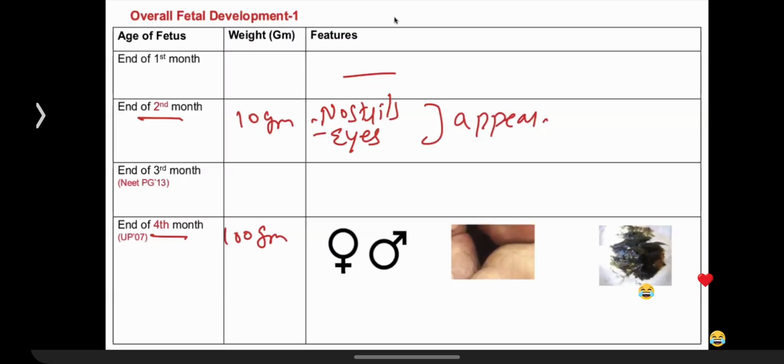At the end of 3 months, the nails appear. Then at the end of the fourth month, sex can be detected.